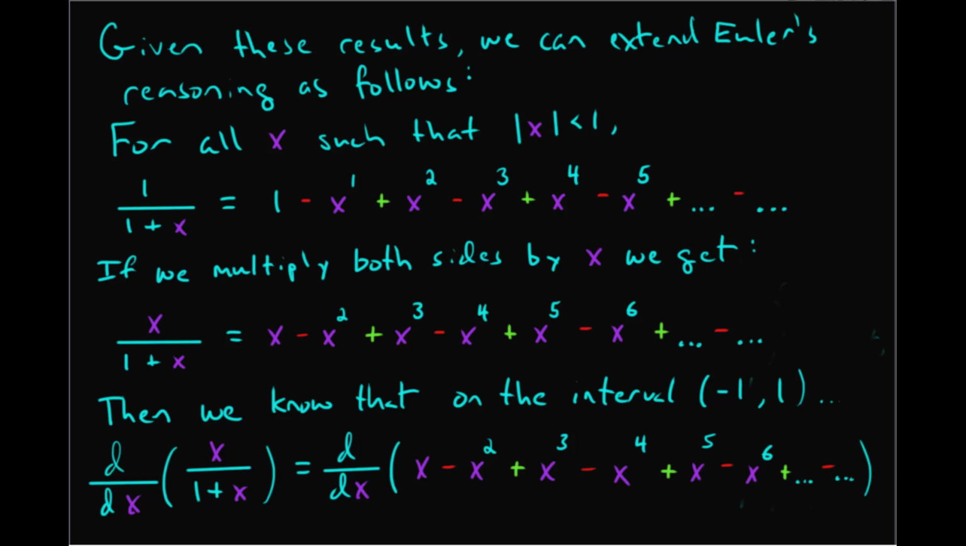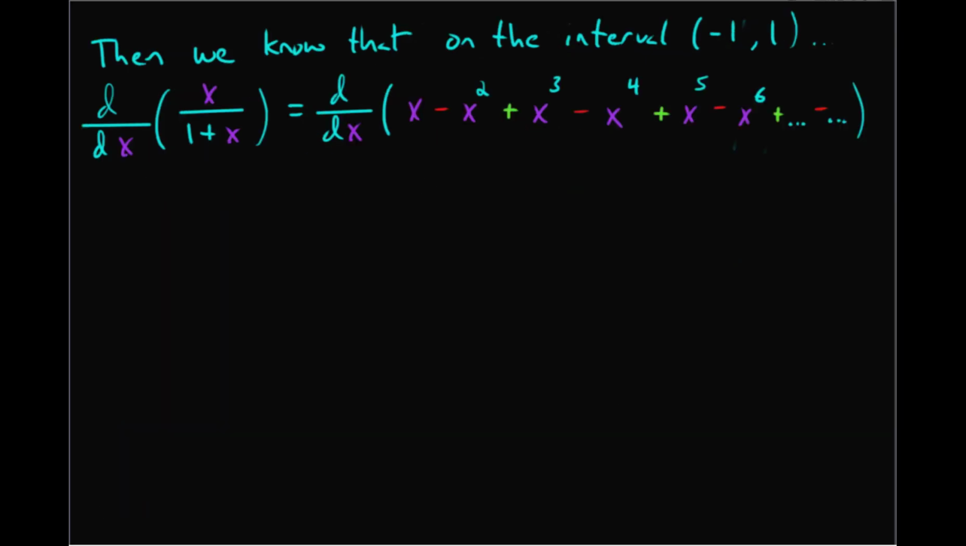Well, to compute this derivative on the left-hand side of the equation, I need to apply the quotient rule. So I have, by the quotient rule, that the derivative of x over 1 plus x equals the denominator 1 plus x times the derivative of the numerator, which is just 1, minus the numerator, which again is x, times the derivative of the denominator, which in this instance is going to be 0 plus 1, all over the denominator squared, so all over the quantity 1 plus x squared.